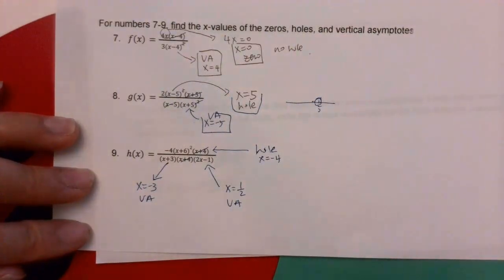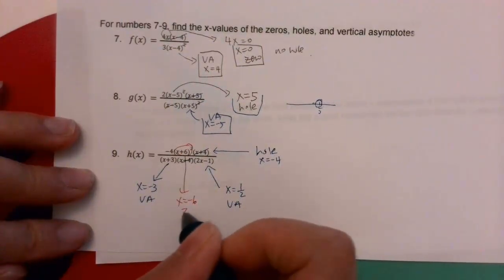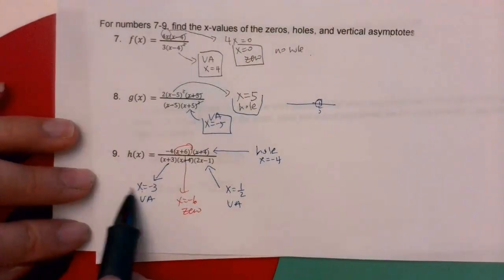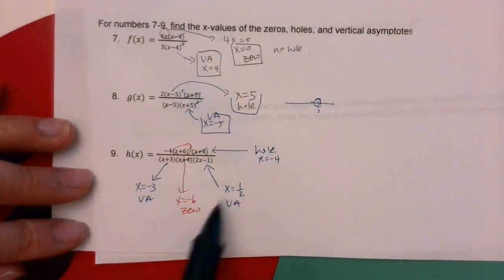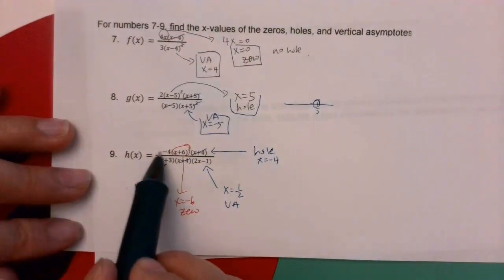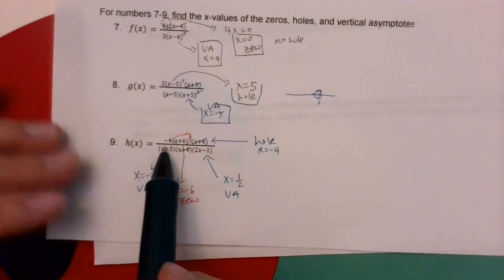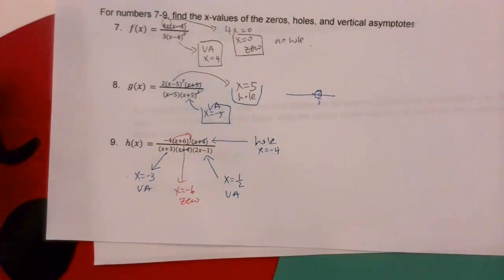Do I have any zero? I do right here. x is equal to negative 6 is the zero. So you have two vertical asymptotes at negative 3 and x is equal to half, a zero at x is equal to negative 6, and a hole at negative 4. What about this negative 4? Nothing. That negative 4 equal to 0 makes no sense. So there we go.